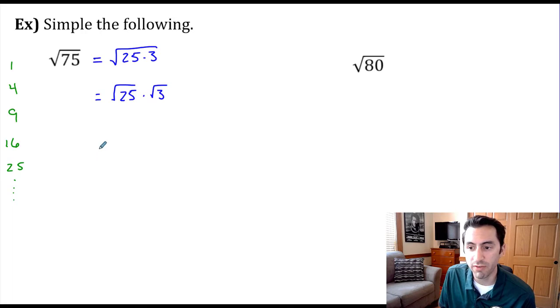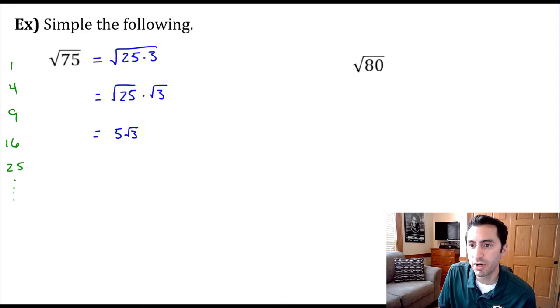So we picked out 25 on purpose because we know it's a perfect square. So the square root of 25 is 5. 3 is a prime number. It's not a perfect square, so there's nothing we can do with that. So our simplified answer is 5 times the square root of 3. Okay, let's try the second one.